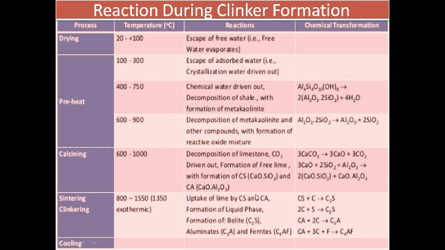Sintering and clinkering at 800 to 1550 degrees Celsius, uptake of lime by C2S and CaO. This is for C2S and CaO. Here the C2S takes up lime, which gets the dicalcium silicate. Then formation of liquid phase, then formation of belite, that is formation of C2S, which gives the dicalcium silicate, aluminate, and ferrites. The formation of belite, aluminates, and ferrites.